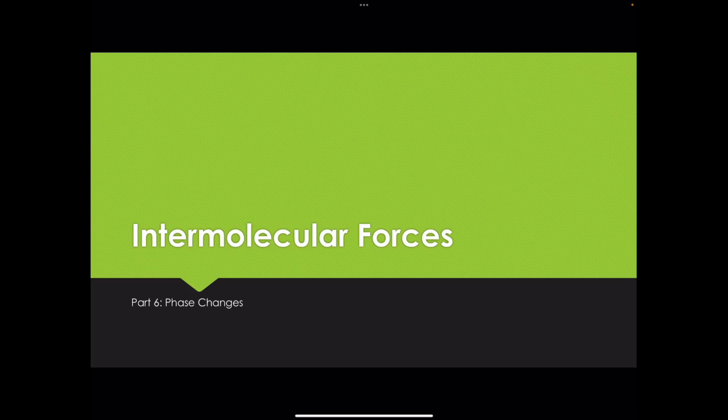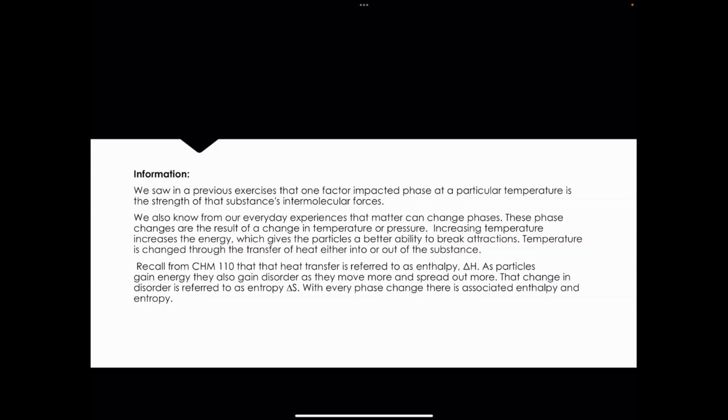In this video, we're going to take a look at phase changes. In particular, we're going to look at the energy associated with phase changes, and we're going to look at ways of charting phase changes. So we saw in previous exercises that one factor that impacted phase at a particular temperature is the strength of that substance's intermolecular forces. So how strongly attracted the particles are to one another governs the phase.